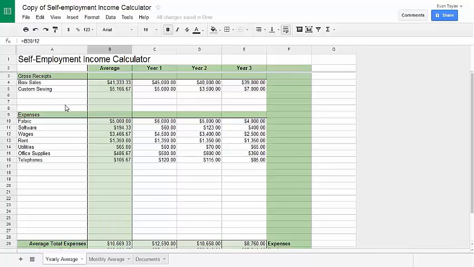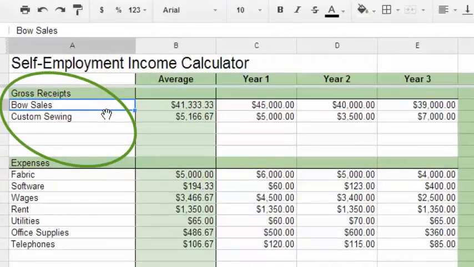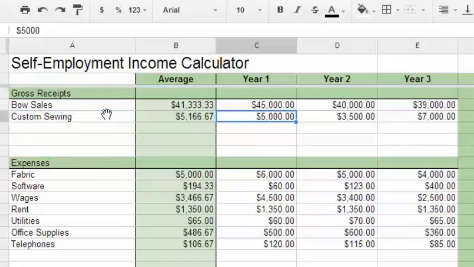What Bonnie does is sell bows to cheerleaders, and she also does some sewing on the side, prom dresses and such. So what we've done for her gross receipts is we have her bow sales, and we've put that in here, and also her custom sewing. And we've gone back over the last 3 years using her records and put in her gross receipts. Again, that's all the money that's coming in. You can see it here.